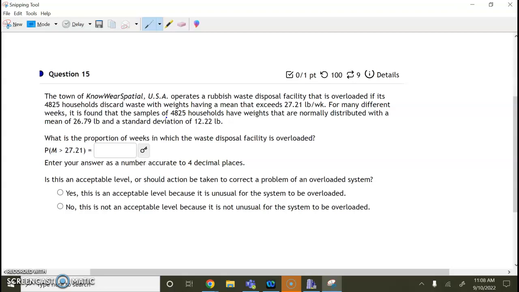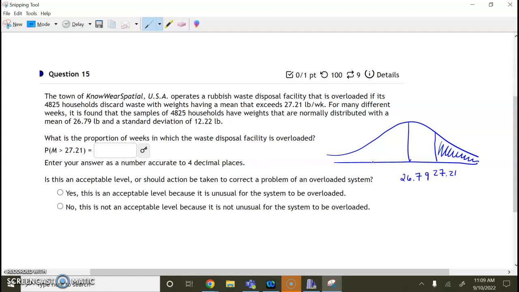So we know we have a normal distribution. We can draw our little sketch over here. Our mean is 26.79. The standard deviation for single items would be 12.22, but we're looking for the average. And so we want the times when the mean is greater than 27.21. That looks like this. We're looking for means, so we know we want to adjust that standard deviation.